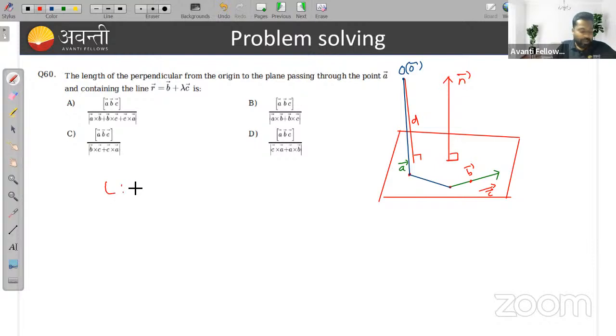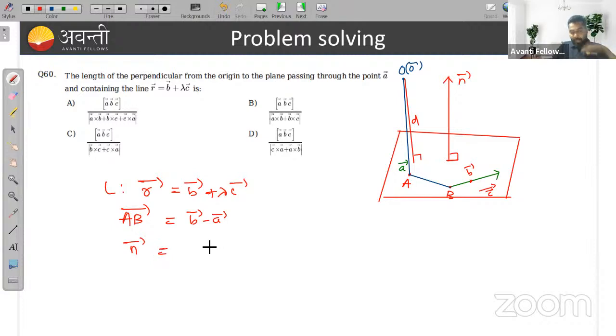It is given that my line L is r vector equal to B plus lambda C. Suppose this point is A and this point is B. So AB becomes B minus A if you write it position vector wise, and the N vector becomes AB cross C vector, because the direction of the line is the C vector. So the normal vector will be AB vector cross C vector.